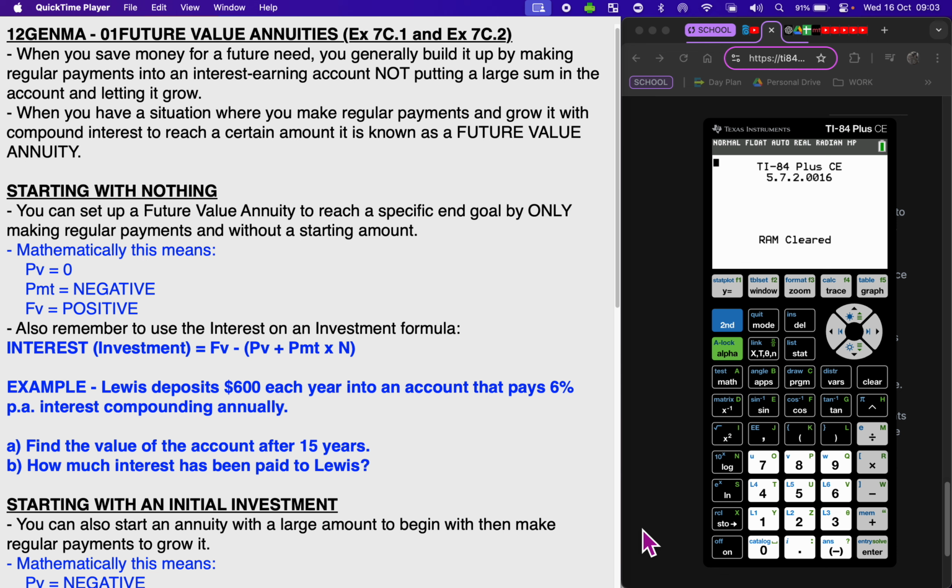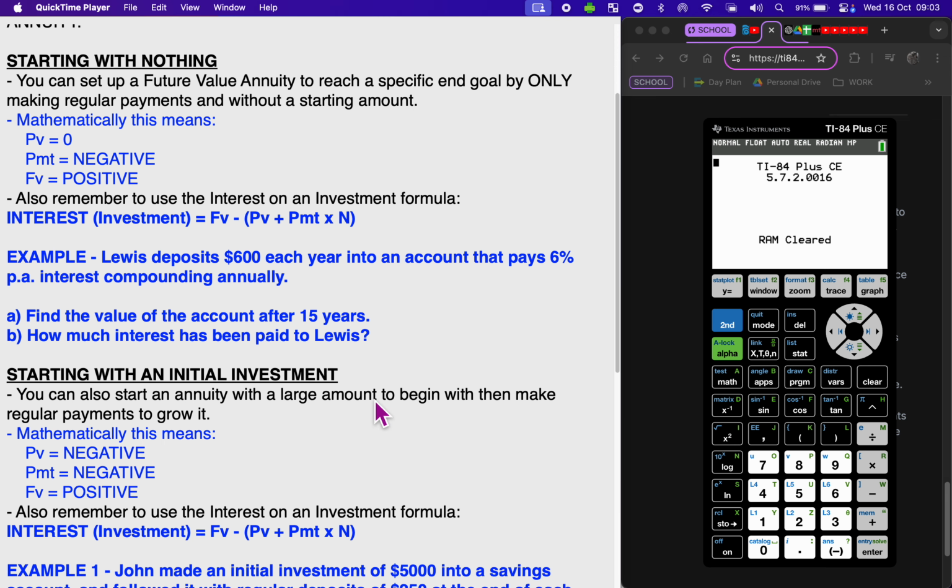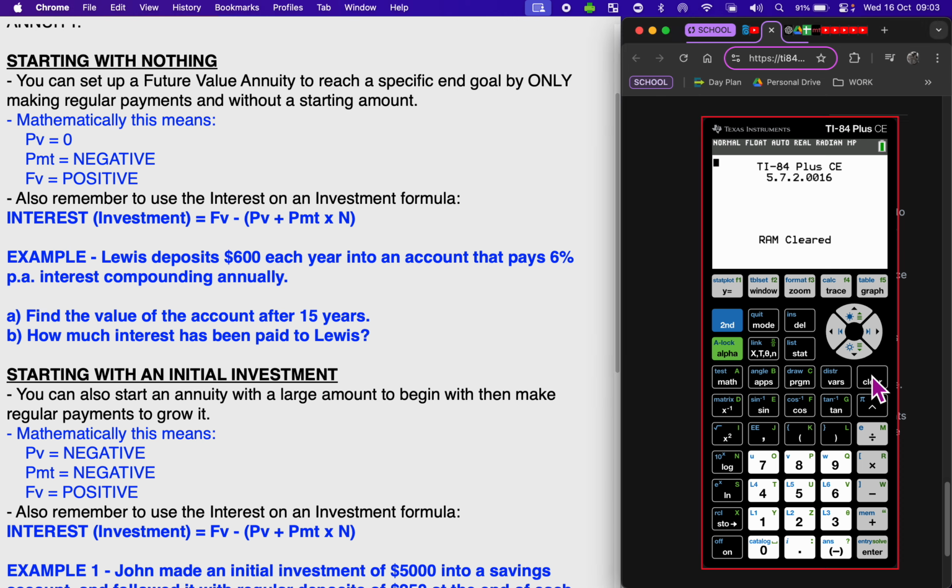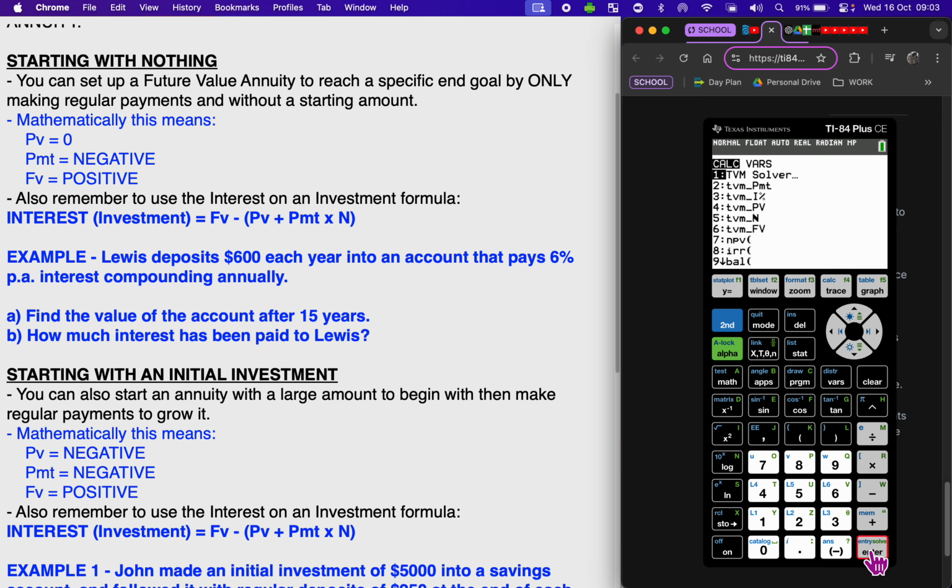So for Year 12, you have to be able to deal with two types of annuity. You can either start with nothing to reach a specific goal by making regular payments. So what does that mean? Can someone remind me how to access TVM Solver on the calculator? Yes? Apps. Enter. Good. So if you are starting with nothing, your present value is going to be 0.